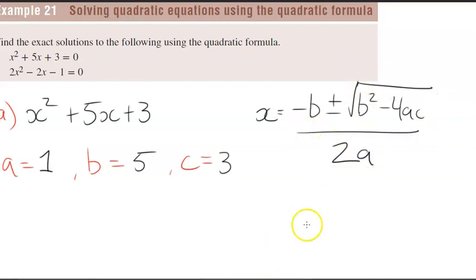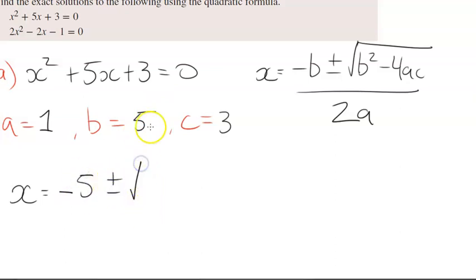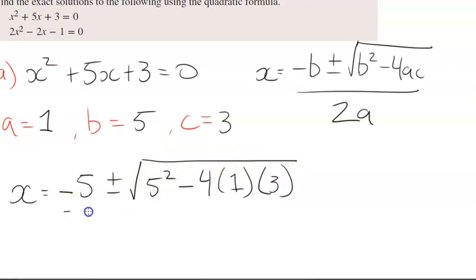Give me a, b, and c. I will plug that into the formula and I can solve for what this x value will be to make this equal to 0. So x is equal to minus b, so minus 5, plus or minus the square root of b squared, 5 squared, minus 4ac, all over 2a.